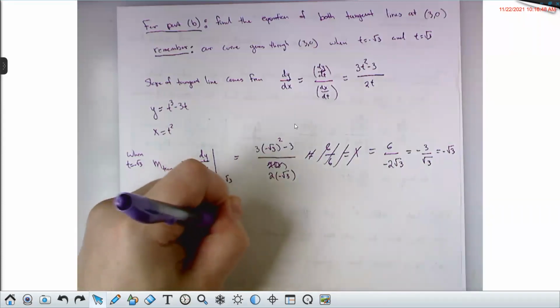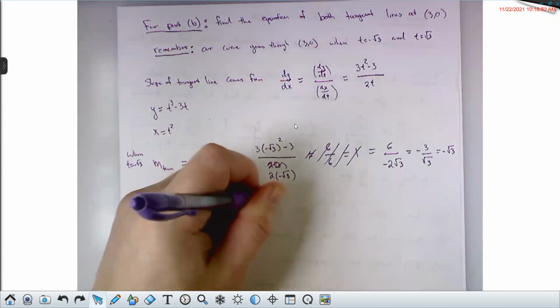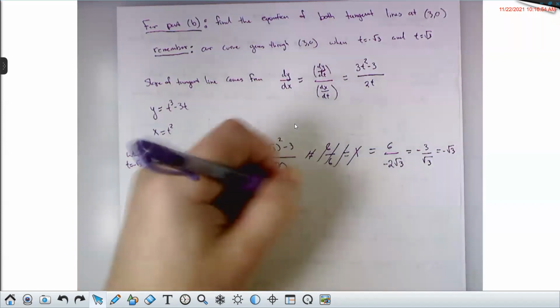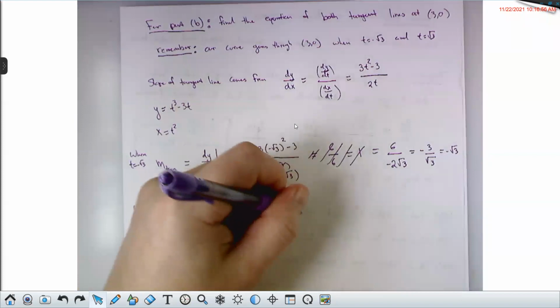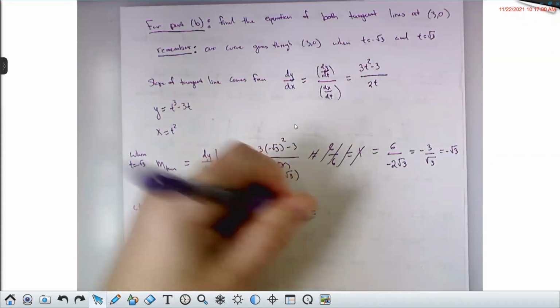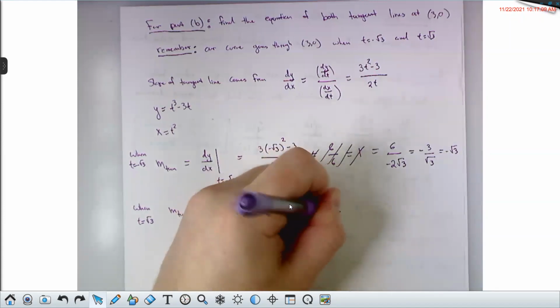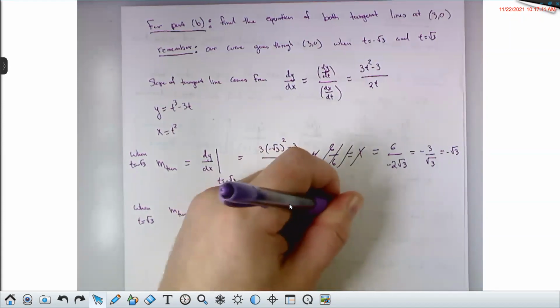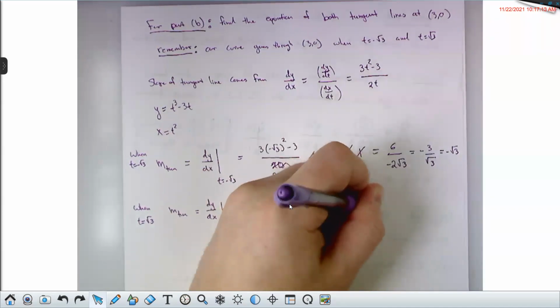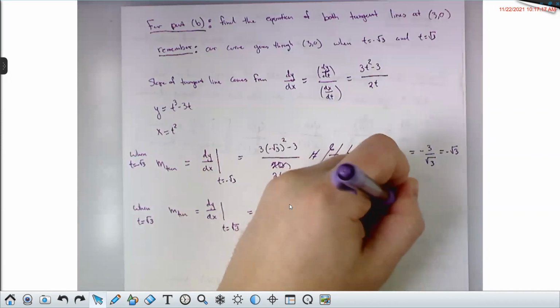The other fellow, that's 3 times the positive square root of 3 squared minus 3 divided by 2 times the positive square root of 3. This is still 3. 3 times 3 is still 9. 9 minus 3 is still 6. And downstairs we just have positive 2 root 3, which is 3 over root 3, which is just root 3.